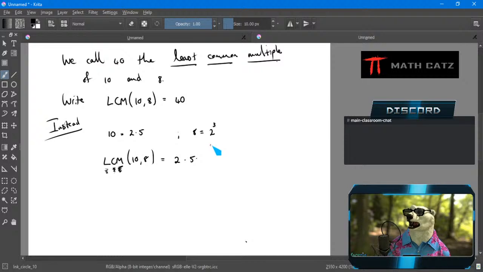8 says, well, I don't care about the 5. I need to see 2's and I need to see 3 of them or I won't be able to fit. So I need to up the number of 2's to 3. I'm trying to keep these as low as possible, least. But I can't go any lower than 3 2's or 8 won't fit. So the best I can do is that.